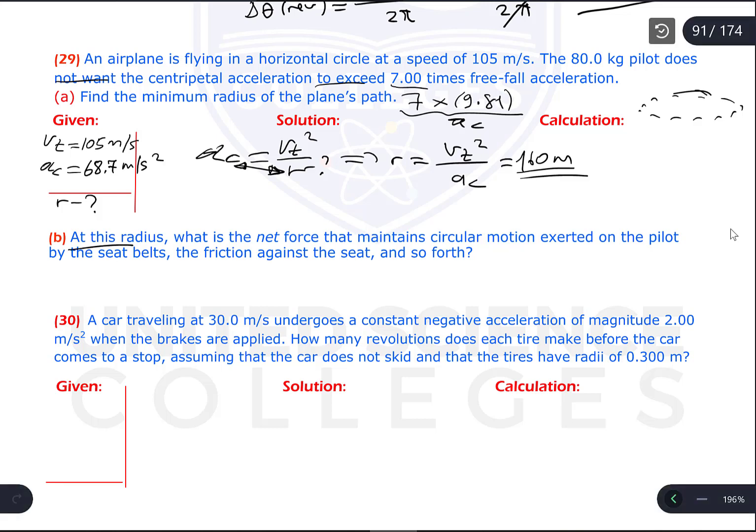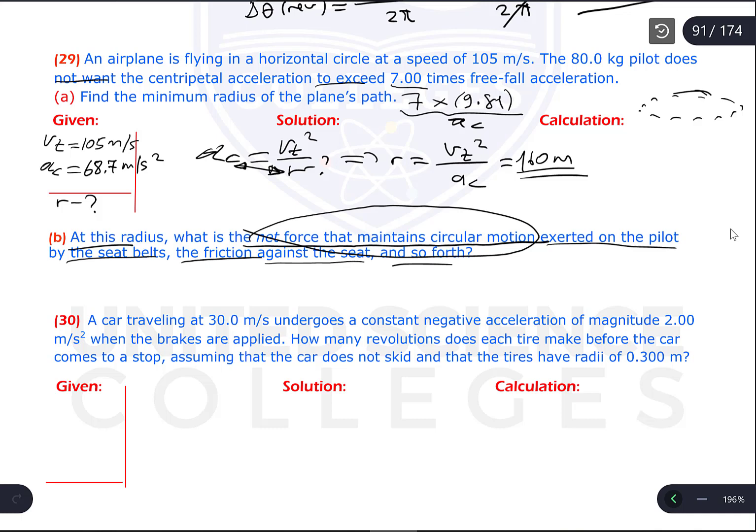B. At this radius, what is the net force that maintains circular motion exerted on the pilot by seat belts, friction against the seat, or so forth? So the net force maintaining circular motion is the definition of the centripetal force. And centripetal force is calculated by mass of the object multiplied by centripetal acceleration. So both are given, both are known.